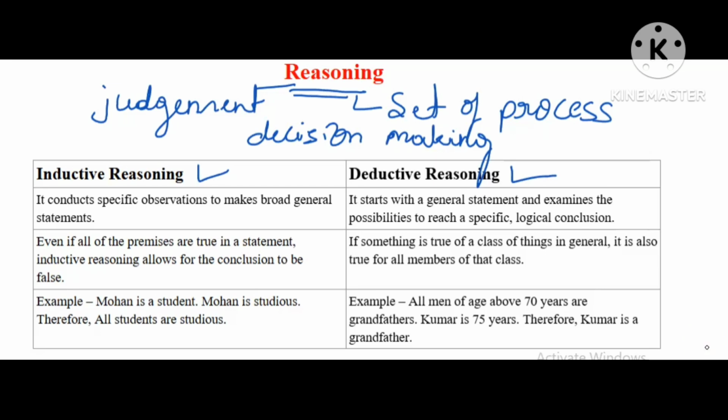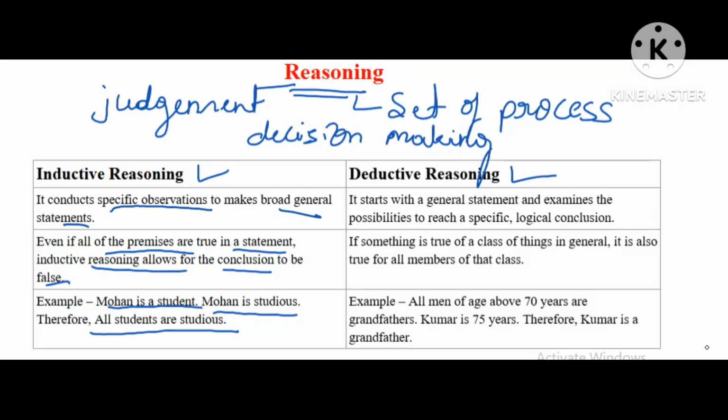Inductive reasoning goes from specific observations to general statements. Let us discuss with an example. Suppose Mohan is a student, and Mohan is very studious. Therefore we can conclude that all students are studious. Even if all the premises are true, inductive reasoning allows for the conclusion to be false. Going from specific to a broad general statement is inductive reasoning.